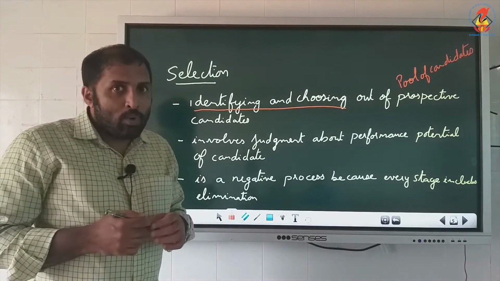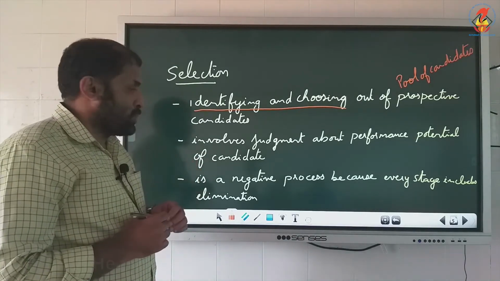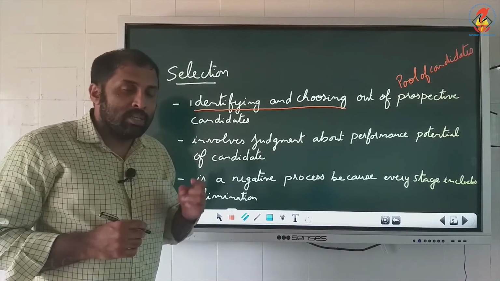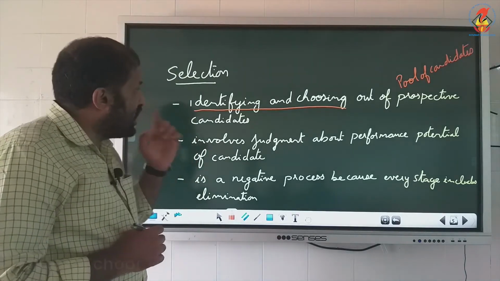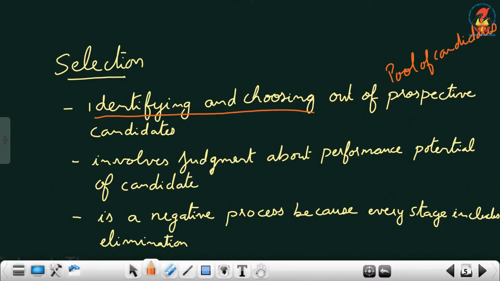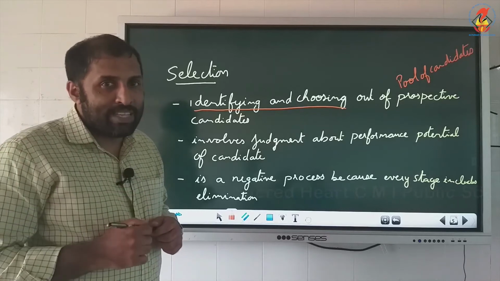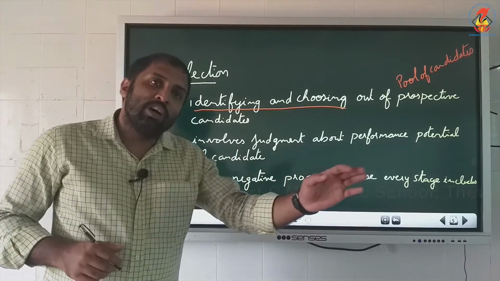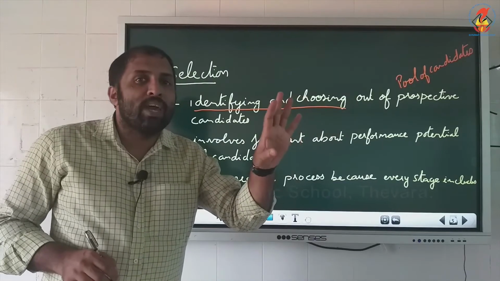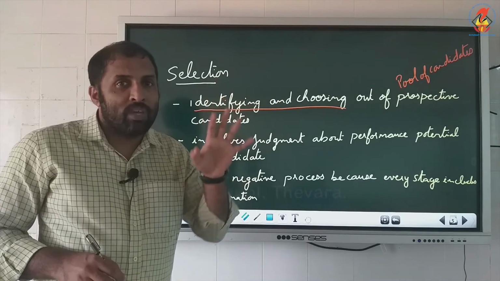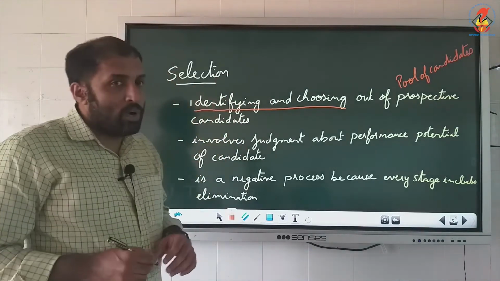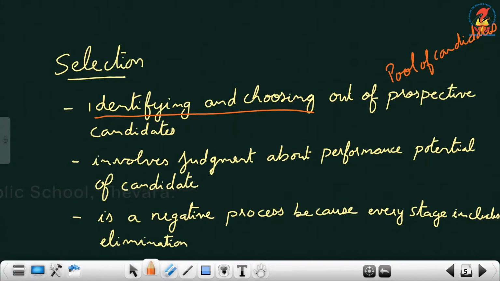Now, what you have to understand is that it is a negative process. It's a negative process because selection is concerned with the judgment of performance potential of the candidates through various steps in the selection. Through various aspects in the selection, we are trying to find out whether the candidate is perfectly fit for the job. Looking at his experience, looking at his skill, looking at his knowledge, we are trying to identify who is best, and only the best is being selected, rest is being rejected. So, there is elimination of candidates in this step of staffing. So, this step is called a negative process.